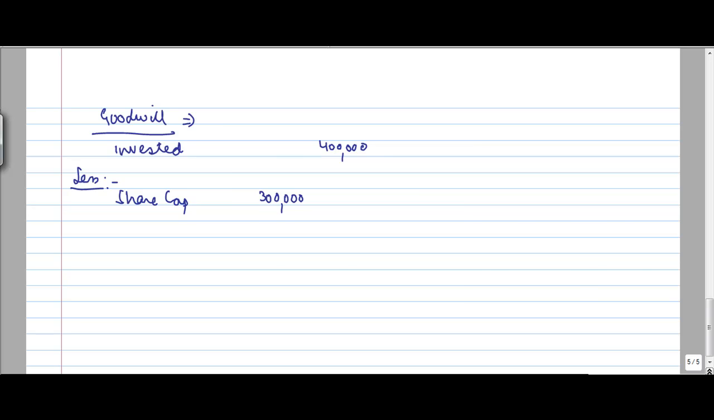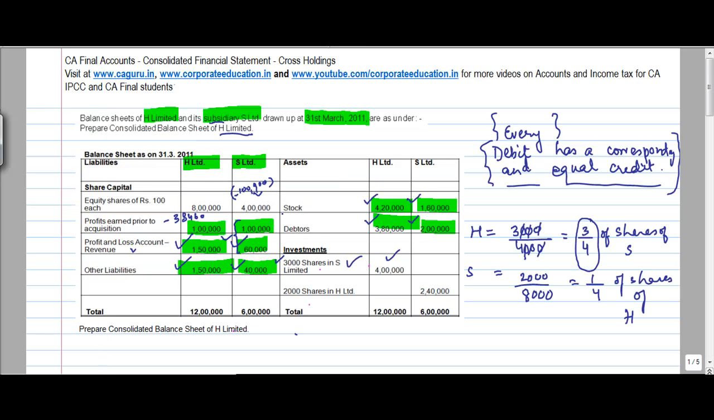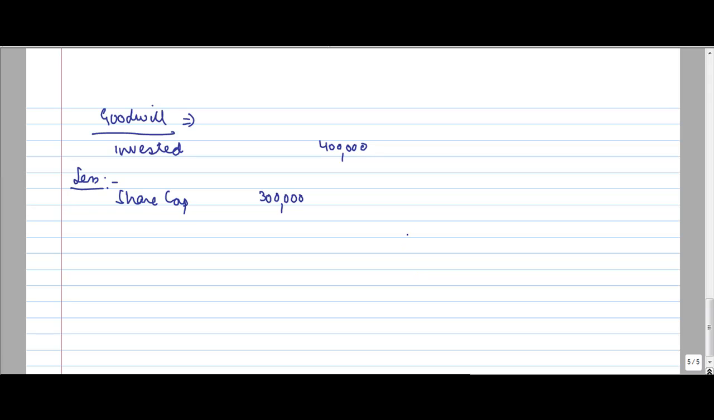And I also got something else. What was that? Whatever was the profits which were earned by S Limited prior to acquisition, I also got a share out of it. Right? But then that means that there is certain other aspect also which needs to be taken care of. And what is that? Well, put in the investment of H Limited, you put in the investment of S Limited, which is 2,40,000. So 6,40,000 is the total investment that these two companies made.